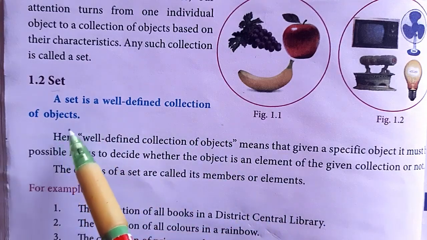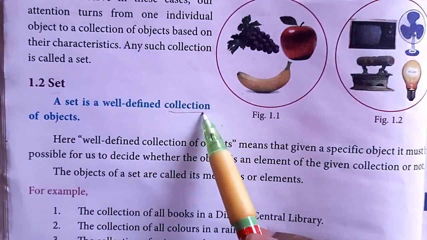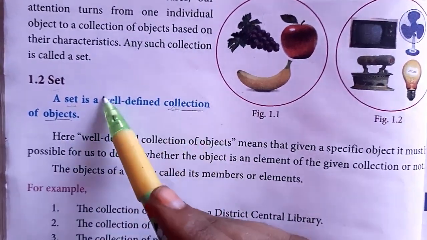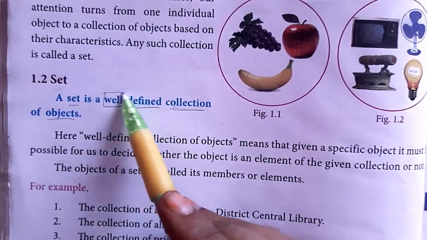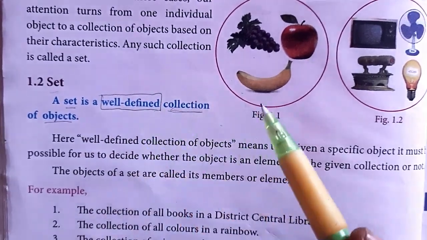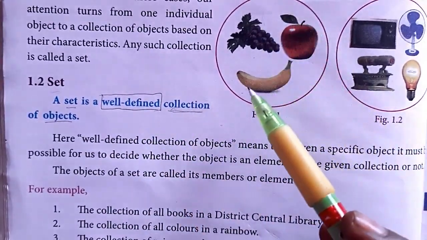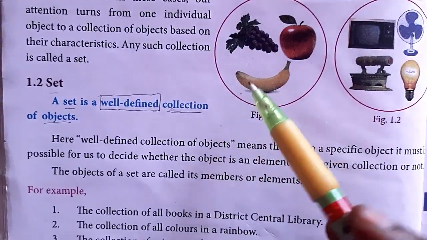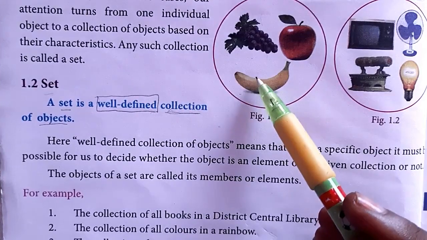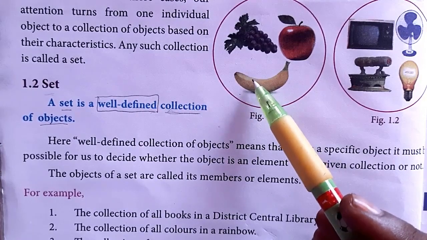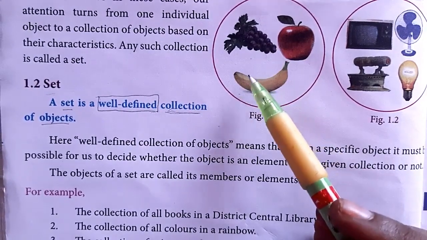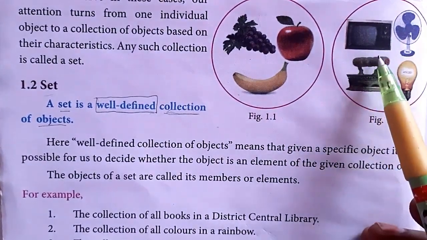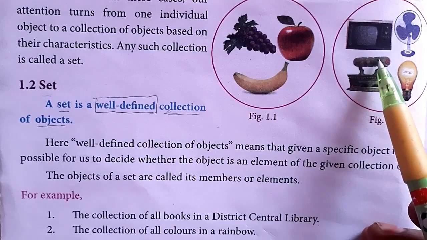The meaning is, a set is a collection. Okay, a set is a collection of objects, but the only thing is it is well defined. The meaning of well defined is, when we see the picture, we can say it is a collection of fruits. After seeing this picture, will you say it is an animal? No, these are fruits. After seeing this set, we can say it is a collection of electronic items. I'll give an example now.